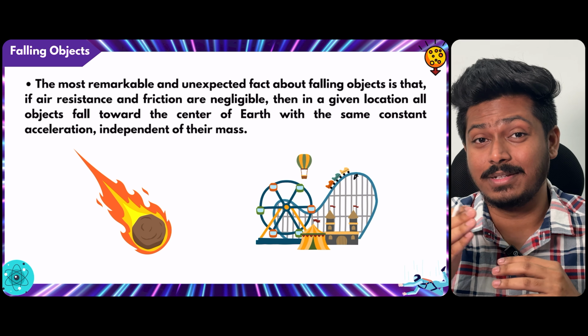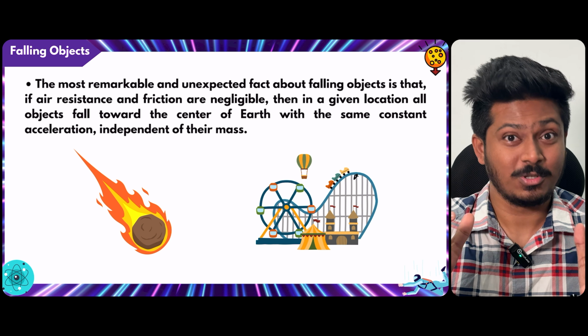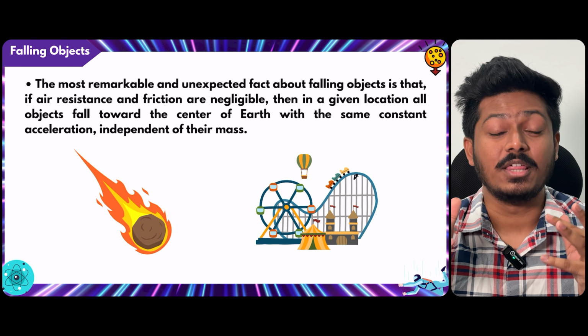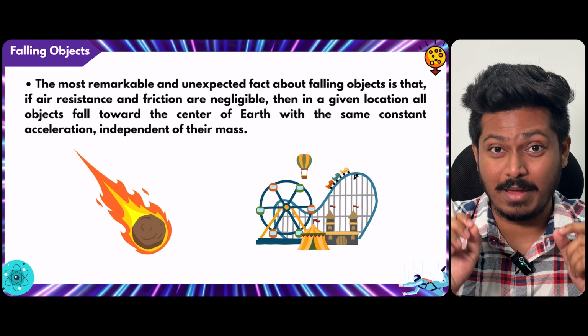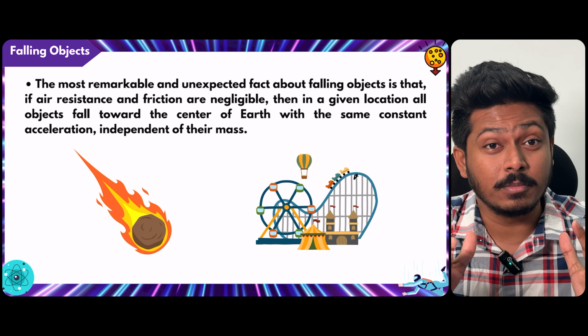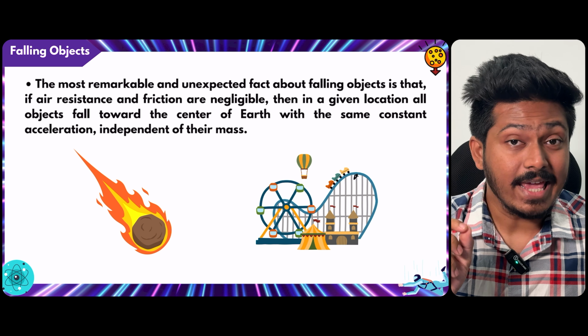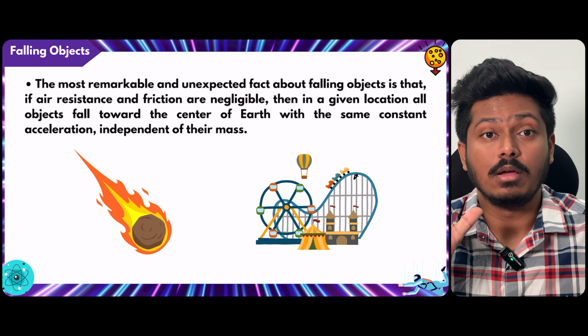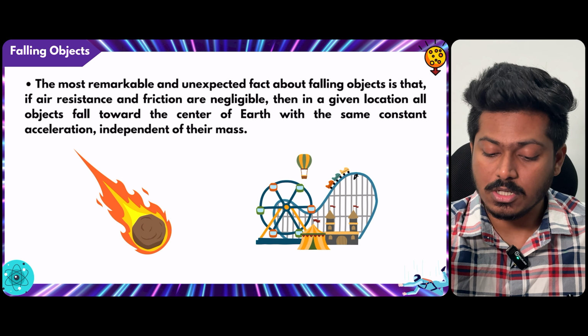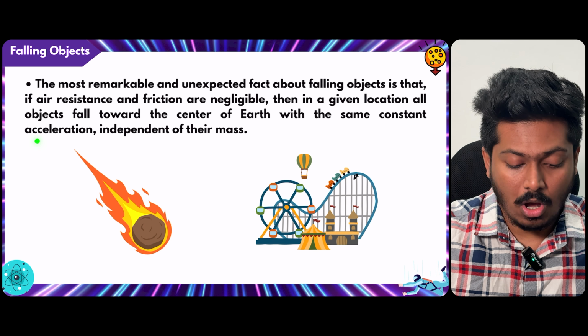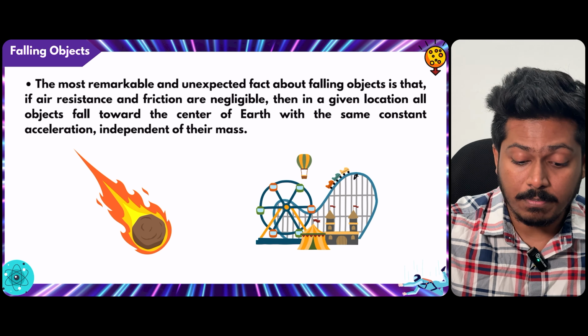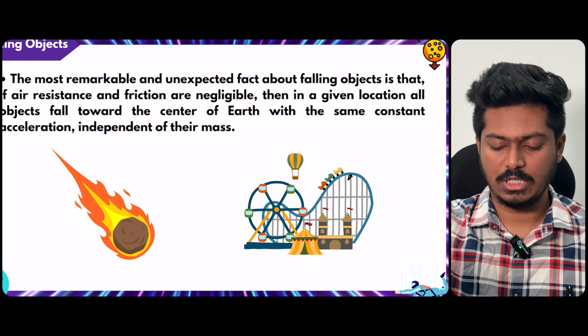Now, if these things are negligible, like we would see in most of our questions, then all objects would fall at the same rate. If you want to see cool experiments on that concept, comment down below and we'll get that started. The key thing to remember while studying falling objects is that all of these objects fall with the same constant acceleration and they are independent of their masses. Let's move to the next one.